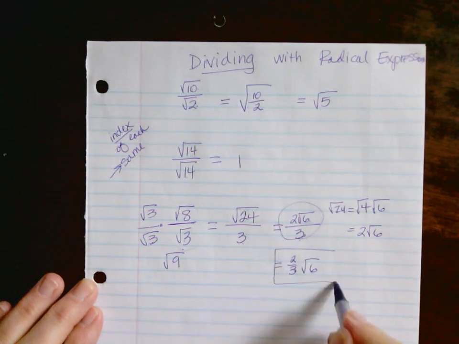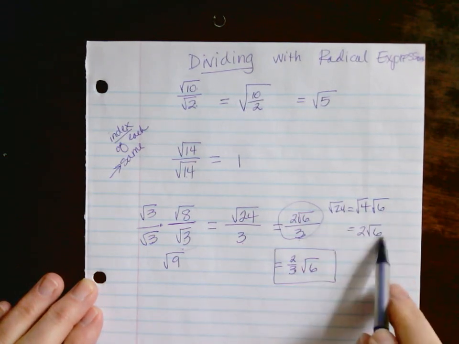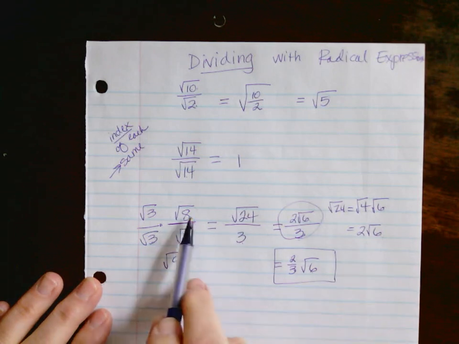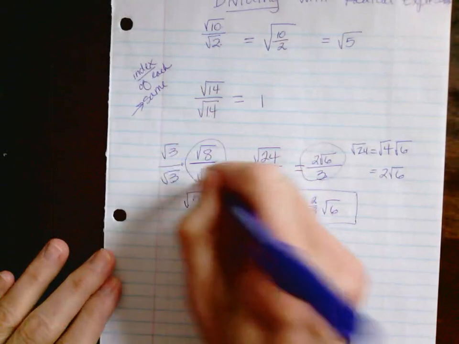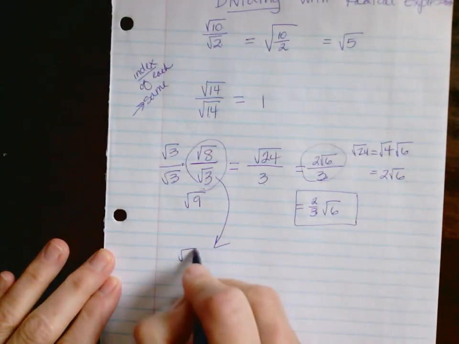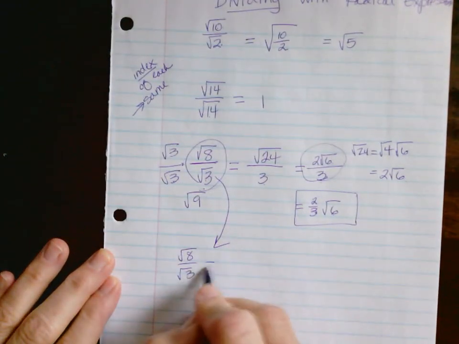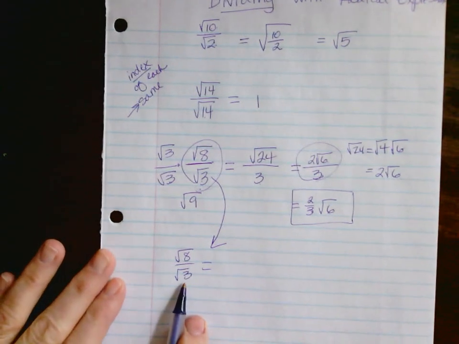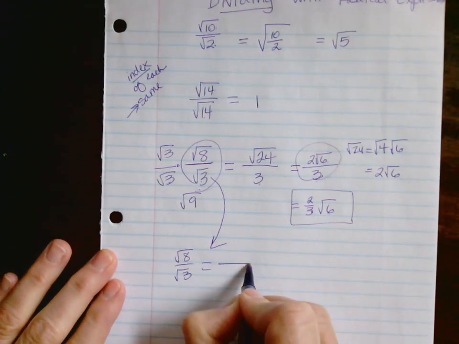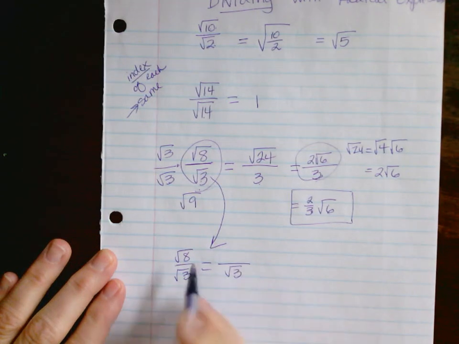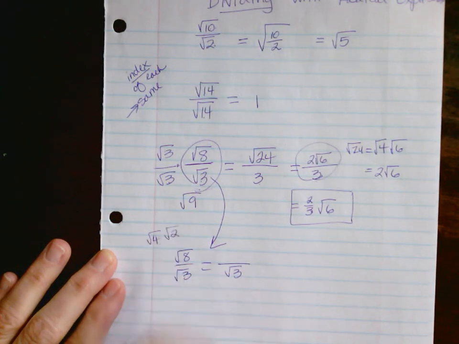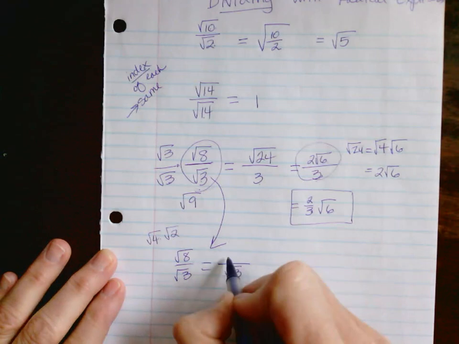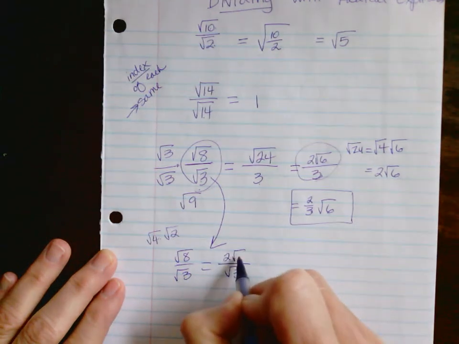And after I wrote this example, I realized we went through here and we had to simplify this. My original problem, radical 8, if I did this problem again, radical 8 divided by radical 3. Instead of rationalizing the denominator first, what I could do is rewrite this and simplify the numerator, because that's not simplified. Radical 8 is equivalent to radical 4 times radical 2, which equals 2 radical 2.